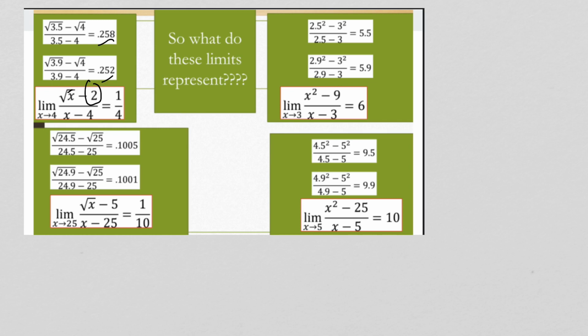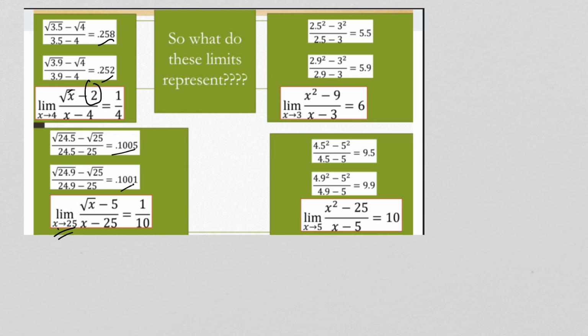For the next one here, also for root x, here I was asking you to go from 24.5 to 25, 24.9 to 25. So that is the limit going towards 25. And again, it's root x. How do I get the minus 5? Because you're plugging in that limit value there to get the 5. And the bottom is x minus 25. They will all be becoming 0.1, so it was close to a tenth.